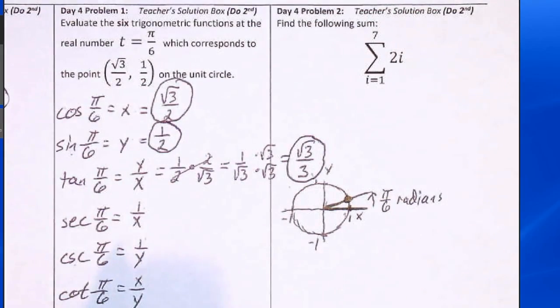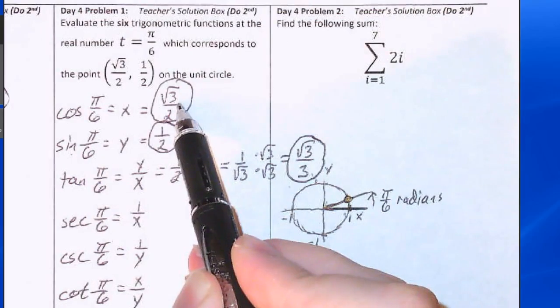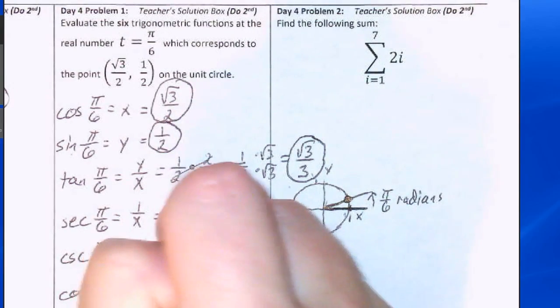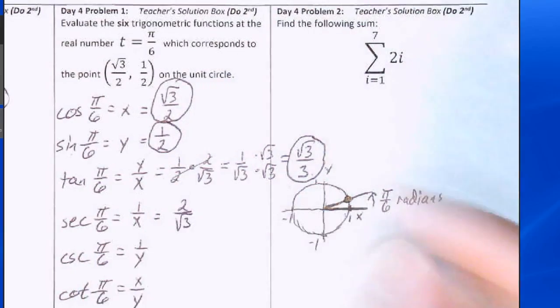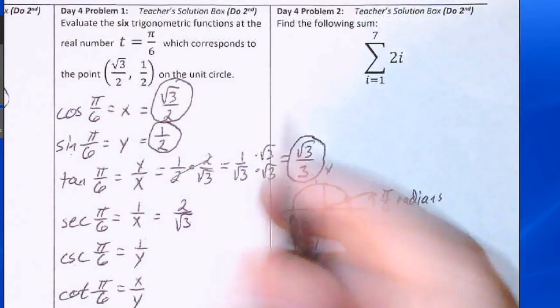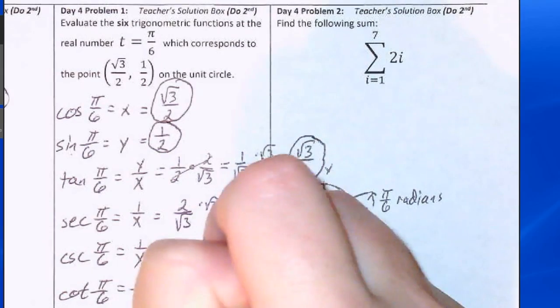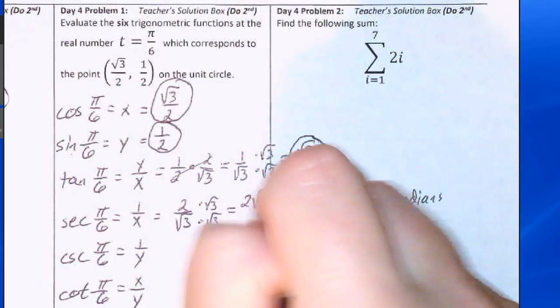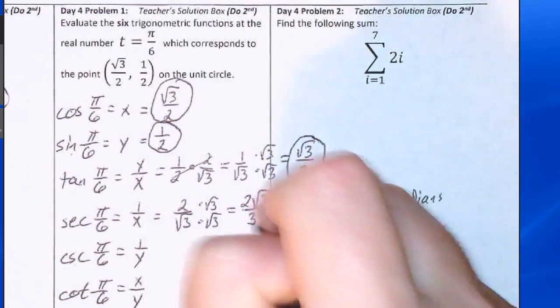Now let's do our reciprocals. The reciprocal of this is to flip it upside down. It would be 2 over the square root of 3. And now let's fix this denominator. Multiply top and bottom by the square root of 3, and we get 2 square root of 3 all over 3.